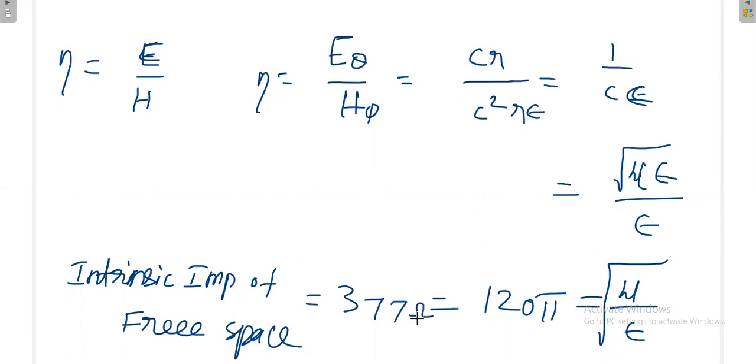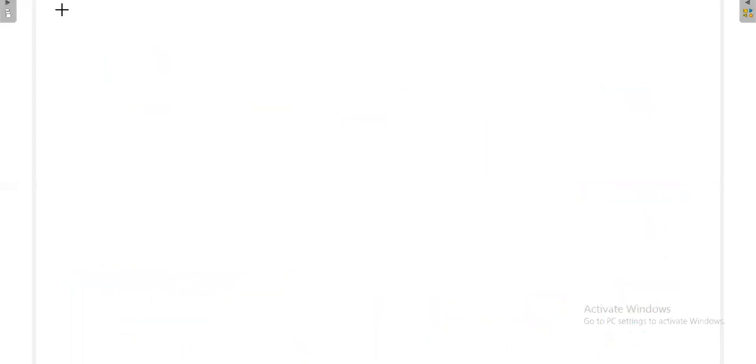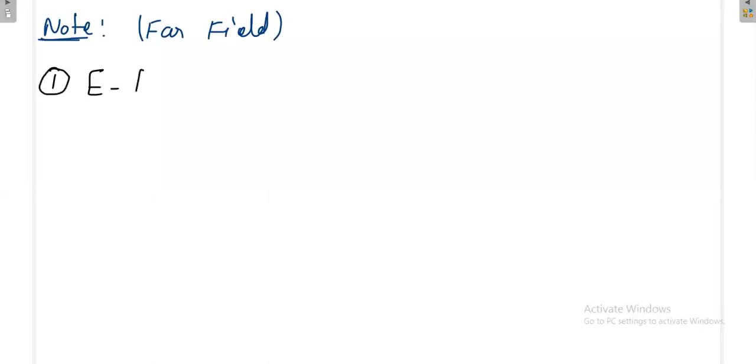So next, one more thing. Finally, we have concluded that we are taking only the far field, because antenna analysis depends on the far field. As the signal goes to a far away distance, we analyze only the far field. Whenever you have far field, your electric field or magnetic field varies as 1 by r, and similarly the H field also varies as 1 by r.